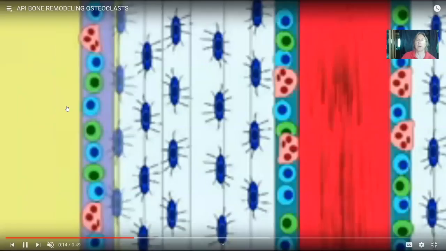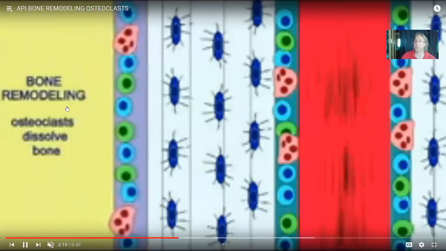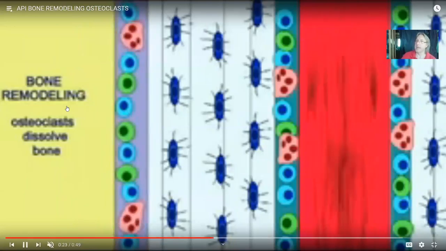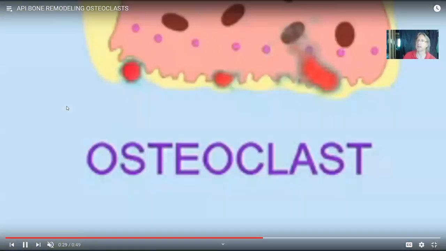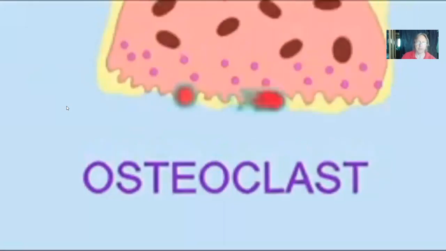Because we have osteoclasts here in red, multinucleate cells, which can dissolve bone. So if you're not using a bone, it will get thinner and weaker. But we also then have osteoblasts, which make bone. And so we're constantly remodeling our skeleton. Our skeleton is far more dynamic than I think many people give it credit for.